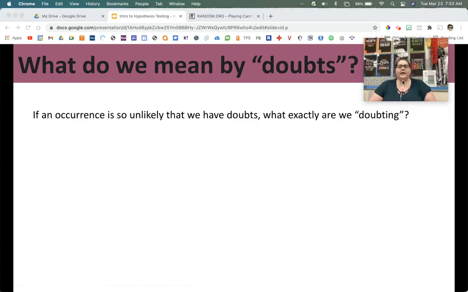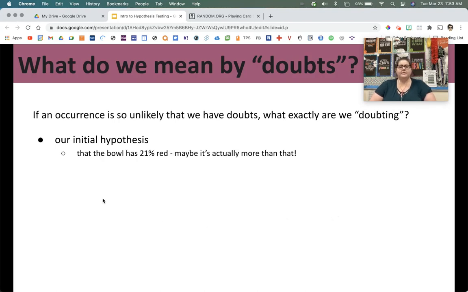We could be doubting our initial hypothesis, right? So with the beads, if I get a random sample that has 60% red beads, I could be doubting maybe the bowl doesn't actually have 21% red. Maybe it has more than that. So maybe that's what I'm doubting.